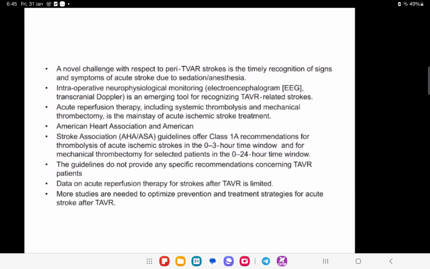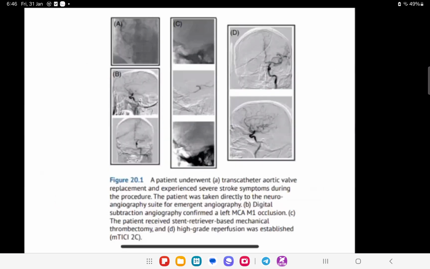American Heart Association and American Stroke Association guidelines offer class 1A recommendations for thrombolysis of acute ischemic stroke in the 0 to 3 hour time window, and for mechanical thrombectomy for selected patients in the 0 to 24 hour time window. The guidelines do not provide any specific recommendations concerning TAVR patients. Data on acute reperfusion therapy for strokes after TAVR is limited. More studies are needed to optimize prevention and treatment strategies for acute stroke after TAVR.